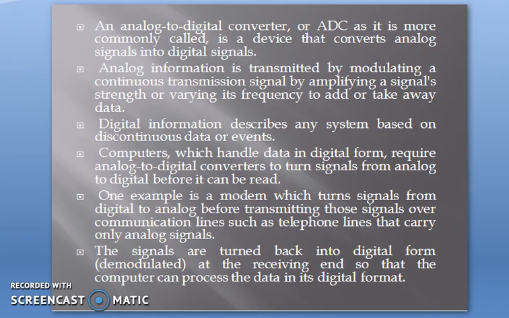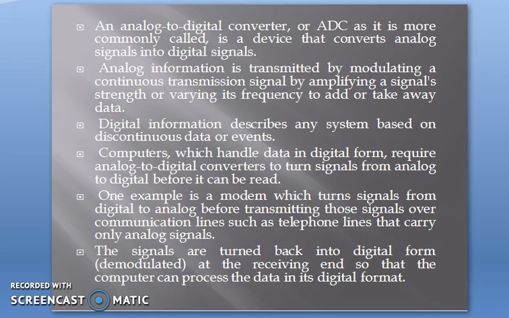An analog to digital converter, or ADC as it is more commonly called, is a device that converts analog signals to digital signals. Analog information is transmitted by modulating a continuous transmission signal, by amplifying the signal's strength or varying its frequency to add or take away data. Digital information describes any system based on discontinuous data or events. One example is a modem, which turns signals from digital to analog before transmitting those signals over a communication line, such as a telephone line that carries only analog signals.